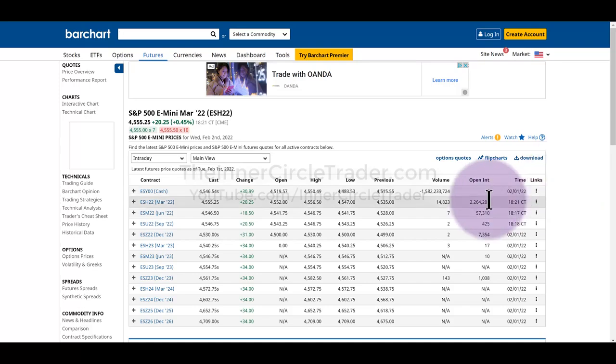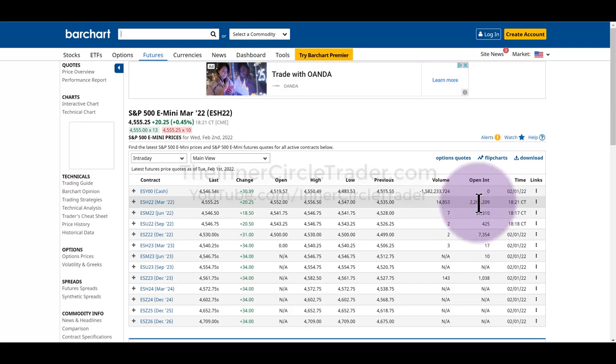But usually around the first or second day of the week prior to expiration, I start monitoring open interest. And I want to be in the month that has the larger open interest number. Notice that the June contract only has 57,310 contracts of open interest. Right now, the front month or nearby contract of March 2022 has open interest of 2.2 million. So this is the larger liquidity base contract month.